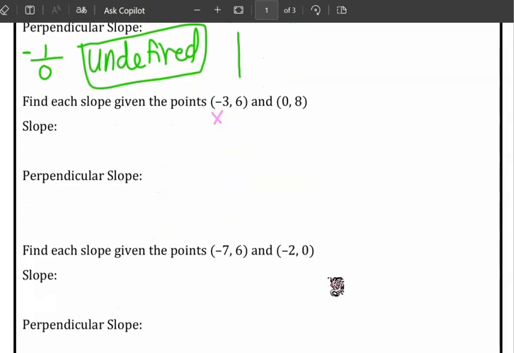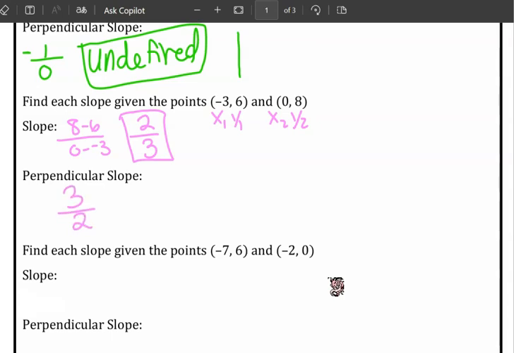Okay, this one, x1, y1, x2, y2. Always label your points first and then plug them into the formula. The slope would be 8 minus 6 over 0 minus -3. That'll be 2 over +3. The perpendicular slope, flip the fraction, change the sign.